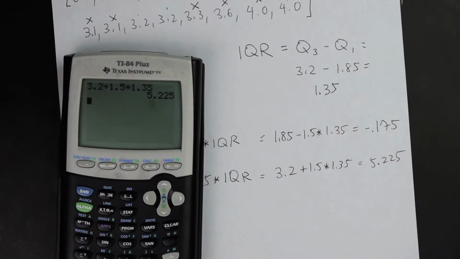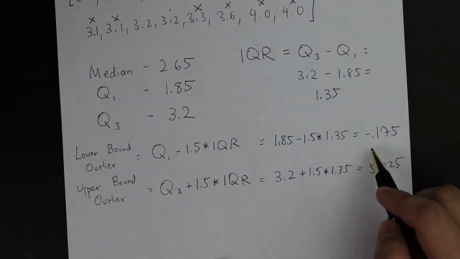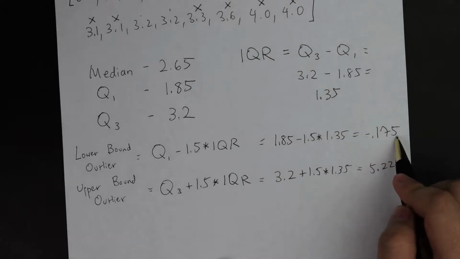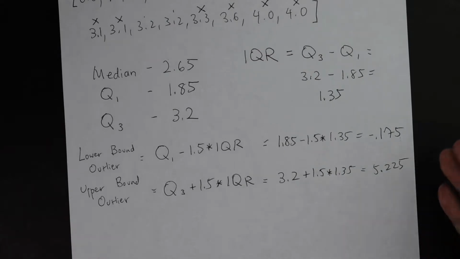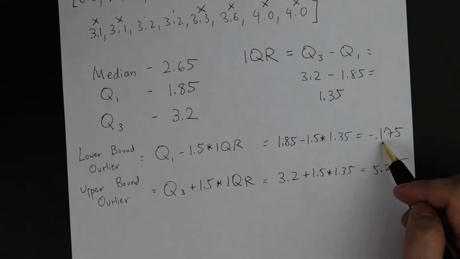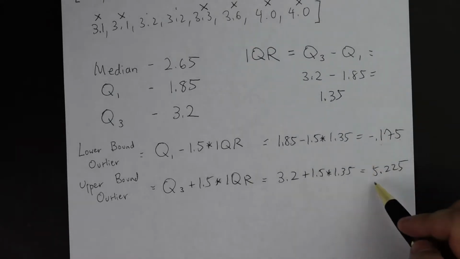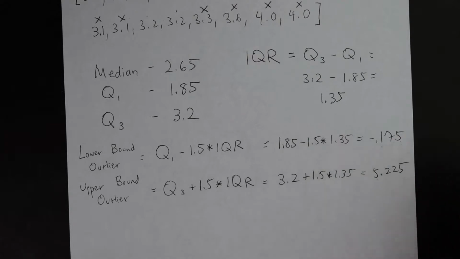5.225, okay? And so once I did the computation, this lets me know that the outliers will start below negative 0.175. So if any student somehow has a negative GPA, which is impossible, but theoretically, if a student had a GPA lower than negative 0.175, that means there is going to be an outlier. And if a student had a GPA that's above 5.225, that means they are also considered an outlier in this scenario.